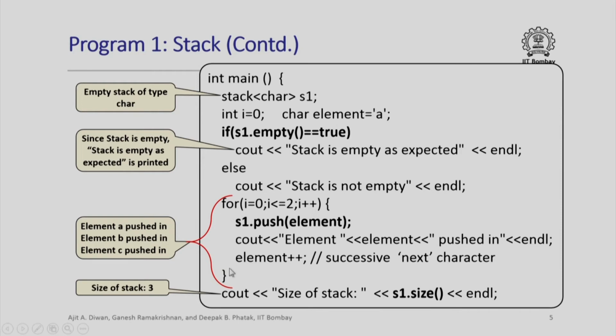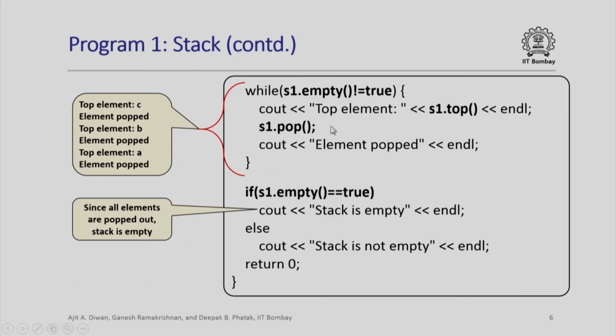Therefore, at the end of this iteration, I would have pushed a, b and c as 3 characters on the stack. The size of the stack is indicated by S1.size(). What size should it output at this stage? Well, 3, because there are 3 elements in the stack. Now, let us look at examining the top and then popping out one element at a time.